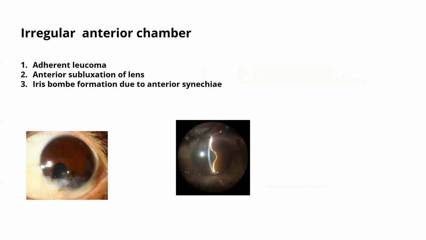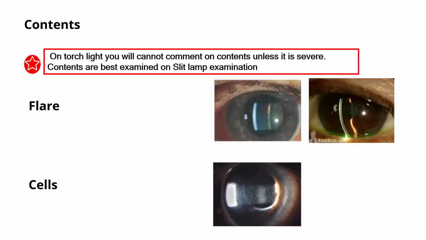be shallow. You see an irregular anterior chamber in adherent leucoma, where the iris is adherent to the cornea, and in that area the anterior chamber will be shallow and the remaining area it can be deep. Or in case of anterior subluxation, where the lens is subluxated forward, that part of the anterior chamber will be shallow and the remaining part will be deep. Or iris bombe formation, where the peripheral iris is protruding forwards. The central anterior chamber is deep, whereas the peripheral anterior chamber is shallow. So there also you can have an irregular anterior chamber.